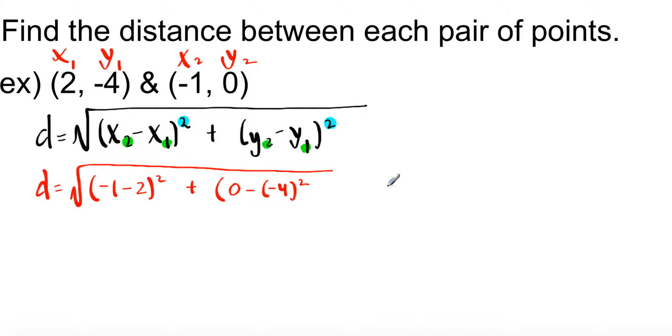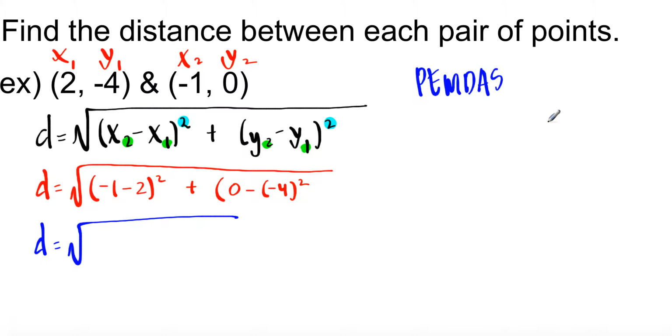And you always want to consider your order of operations. They rule everything. It doesn't matter what math you're doing. And we're going to bring down our radical sign, working inside the parentheses first. Remember, parentheses, then the exponents, then multiplication, division, then addition and subtraction. So in the parentheses, -1 minus 2 gives me -3 squared plus 0 minus -4. That minus a negative makes that a plus and leaves me with 4 squared.